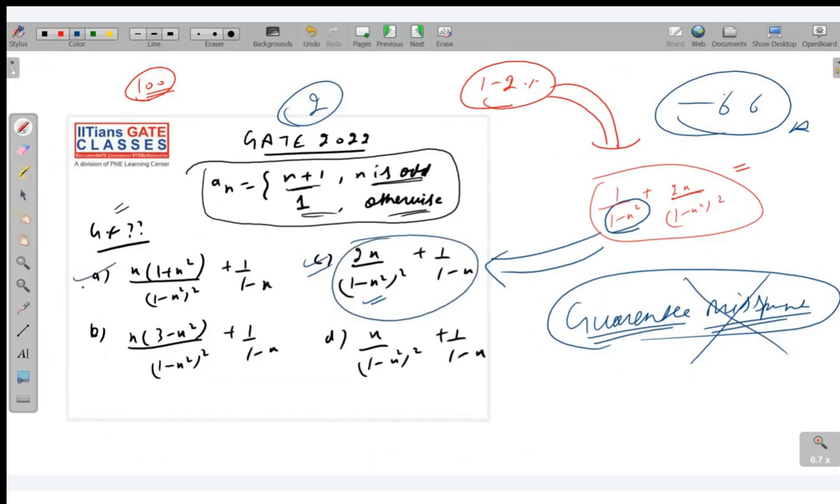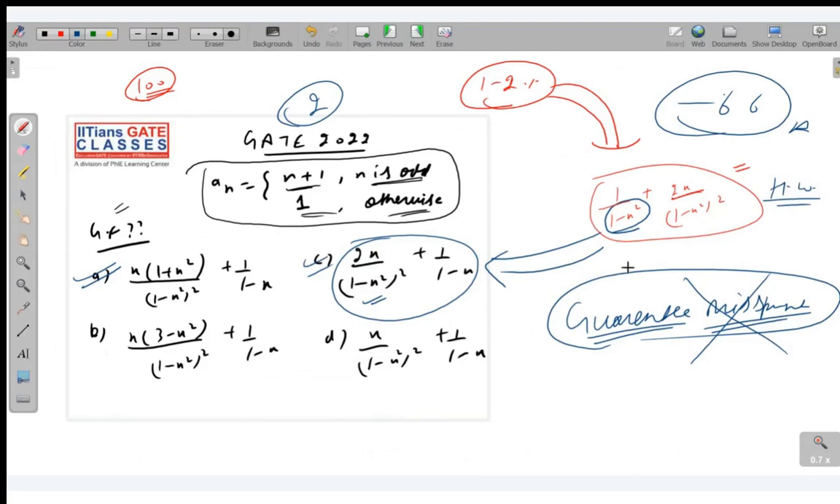The actual answer is A. How did they get this A? You have to just do small minor modifications. I am leaving this as a very small homework exercise for you. If you are able to get it, then it's really very good.